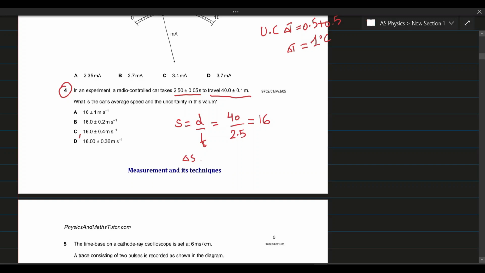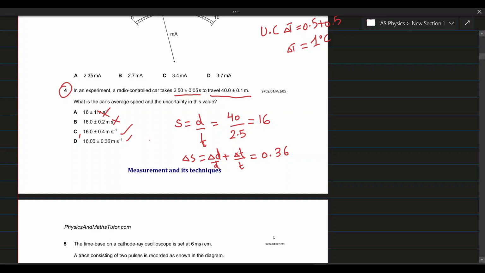Uncertainty would be how we calculated delta D plus delta T. There will be the fractional uncertainty because the quantities are being divided. So that would be around 0.36. Now we know that these options are incorrect. We need to analyze whether C would be the correct answer or D.